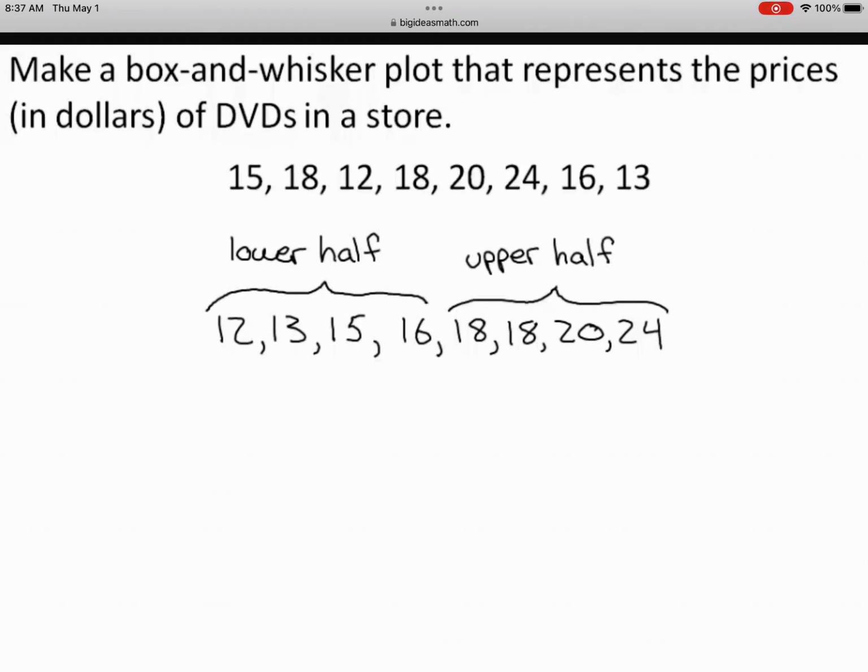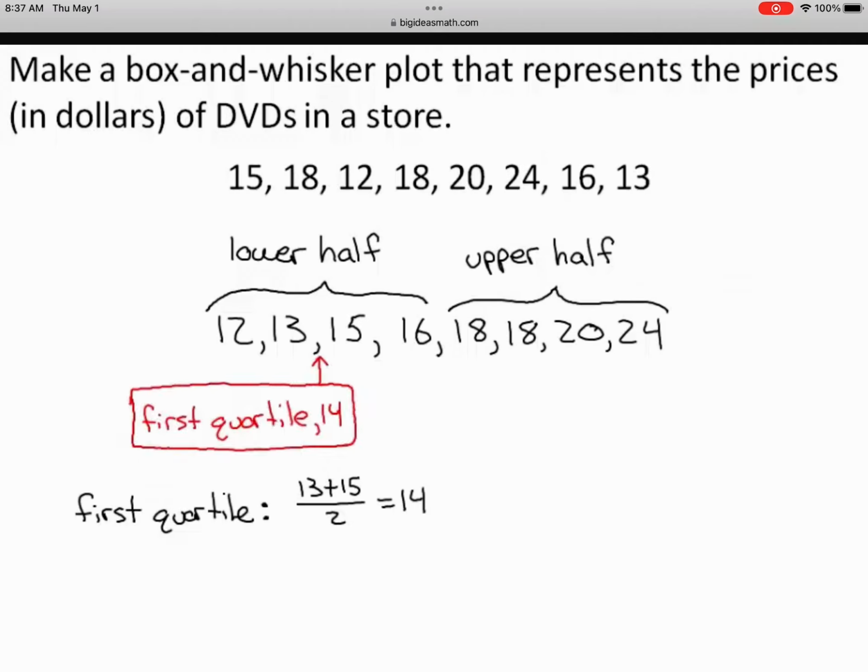The median of the lower half is the first quartile. The first quartile is given by the quantity 13 plus 15 divided by 2, which equals 14. So the first quartile is 14.